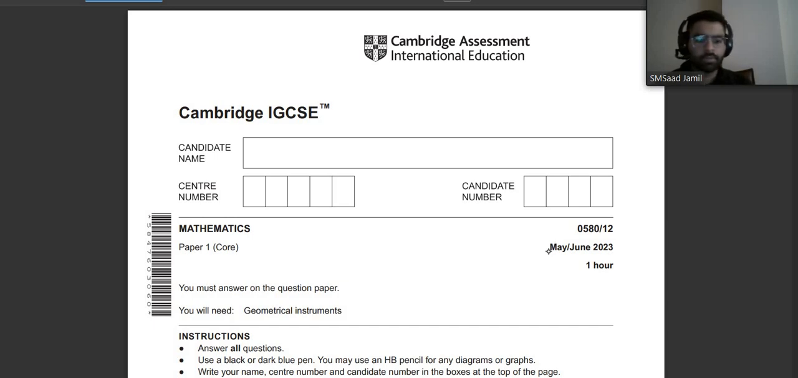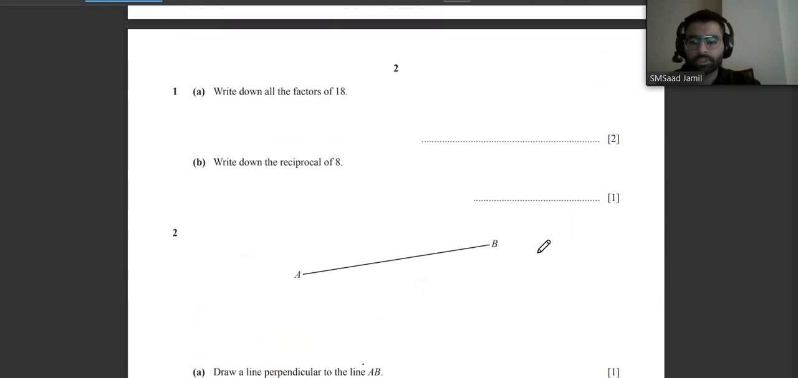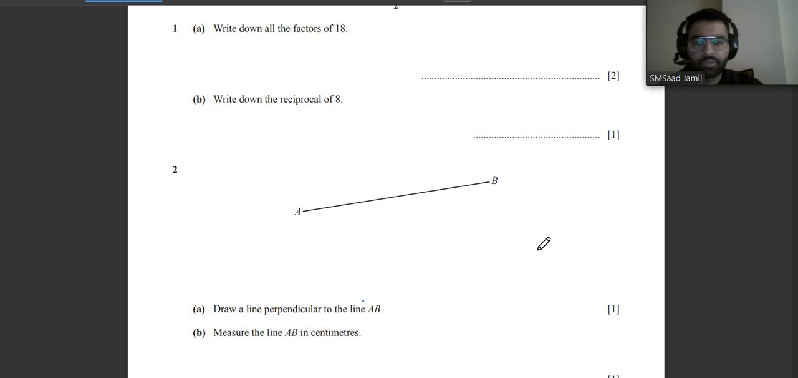Bismillahirrahmanirrahim. We will be solving today 0580 paper 1 May June 2023. So moving on, the first question says write down all the factors of 18. All the factors of 18 basically means write down the numbers in which the table of 18 comes. So 18 is divisible by 1, 18 is divisible by 2, 18 is divisible by 3, 18 is divisible by 6, 18 is divisible by 9, and 18 is divisible by 18 itself. So that's the answer for question 1 part A.